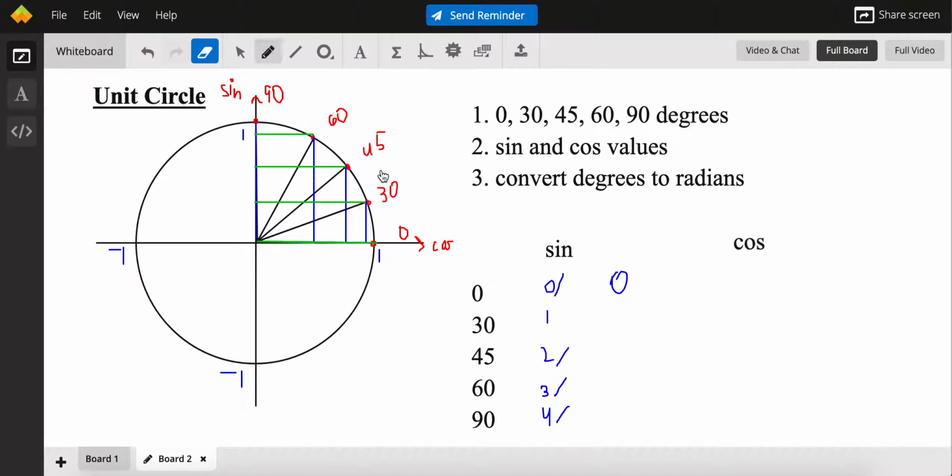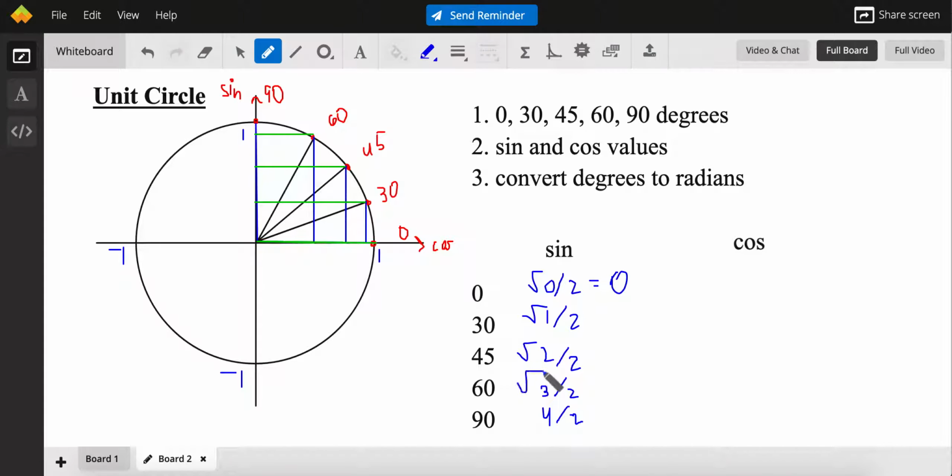Okay, so let's redraw that. So 0 over 2, over 2, over 2, over 2, over 2. And the radical actually goes on the number on the top. So radical 0 over 2 equals 0. Radical 1 over 2, radical 2 over 2, radical 3 over 2, radical 4 over 2. So you simplify this. Well, the square root of 1 is just 1, so this is 1/2.